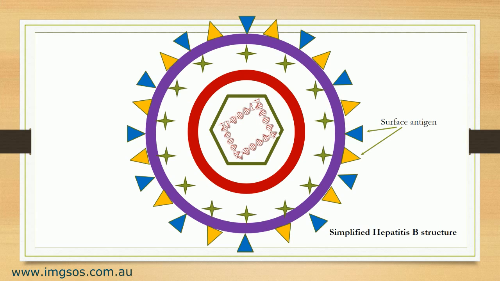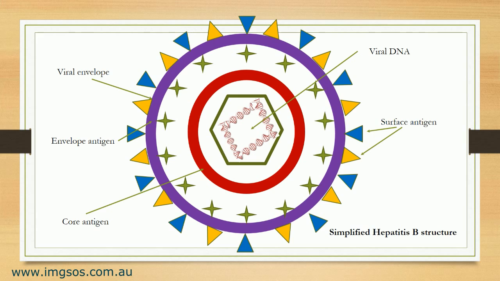And then finally, there's the antigens on the surface of the virus. There's actually a whole range of different sorts of these. I've just put two different sorts here just to make a point. These are the ones that are actually on the outside of the virus and that are easily identified by the immune system. So putting all that together, you've got the DNA in the middle. That's surrounded by the core antigen, which is surrounded by the viral envelope. And then finally, there's the surface antigen on the outside.